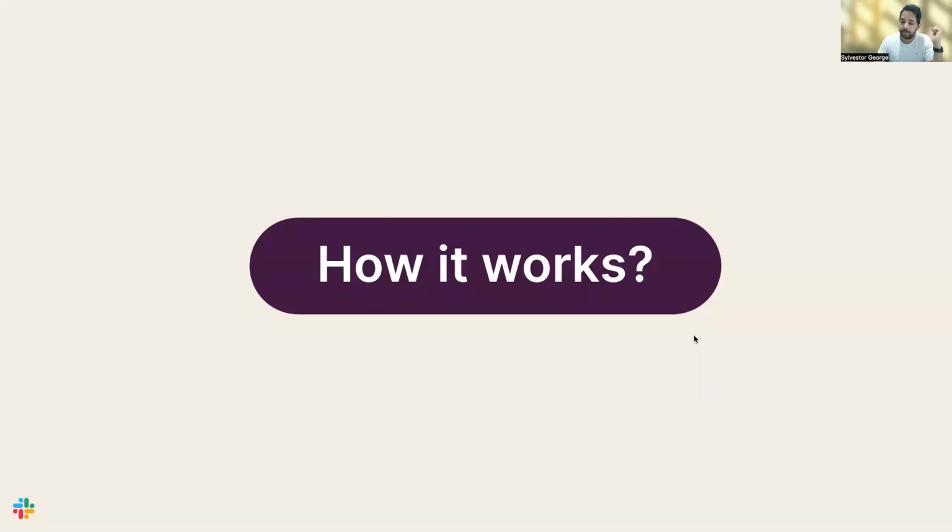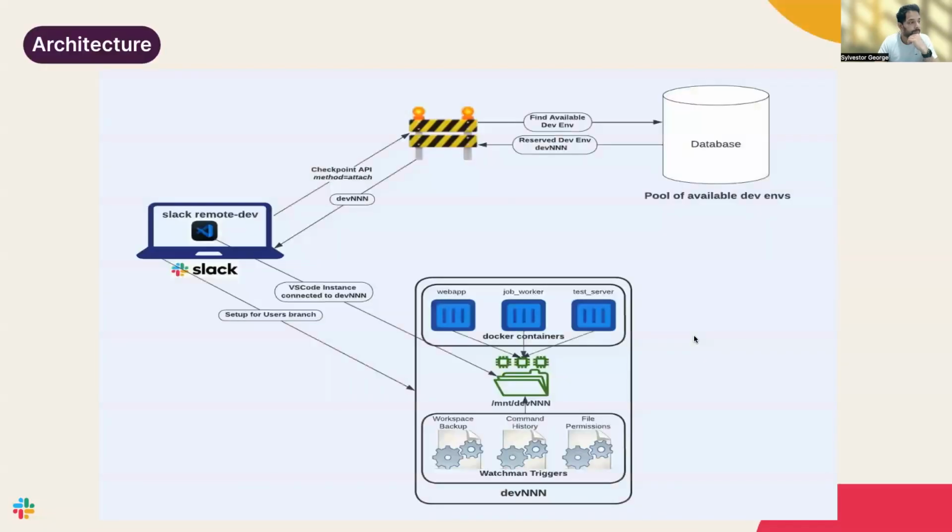So now, let's jump a bit into how it all works together. The user runs the Slack remote dev command from the local terminal with the branch name that they would like to work on. It calls our internal checkpoint service, which queries the DB to find an available CDE from the pool. Once the CLI gets the reserved dev ID, it then configures that CDE for the user, including syncing VS Code settings and dot files, installing extensions, configuring Git credentials, etc. Once the setup is complete, the CLI opens up a VS Code instance connected to the dev ID.